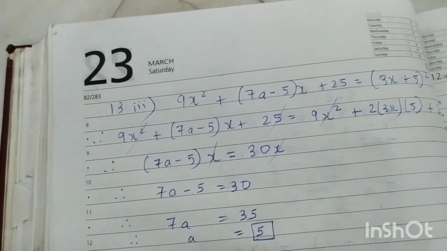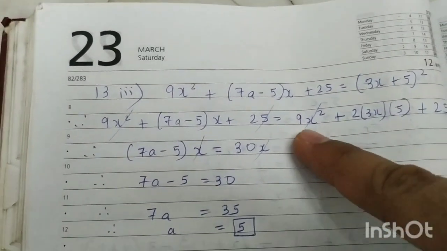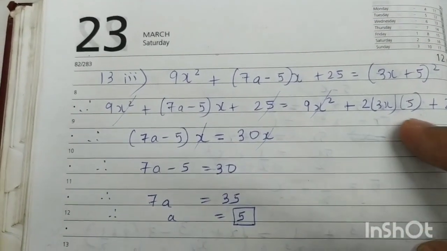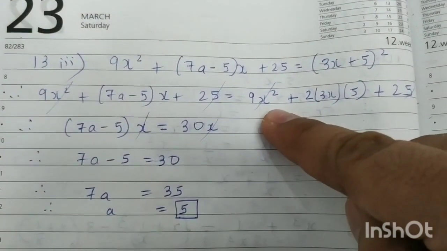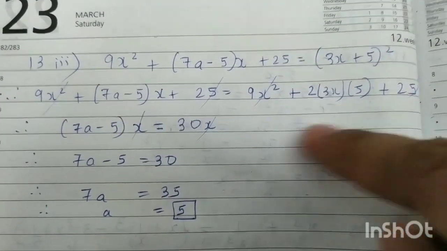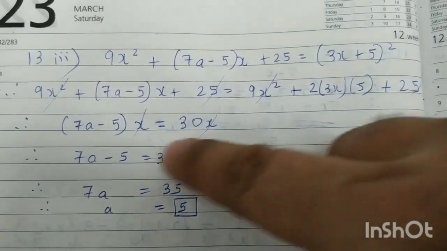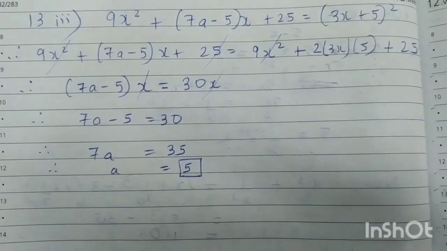Yes, indeed, when we solve the RHS further, we use the formula of a squared plus 2ab plus b squared, so that 9x squared and 9x squared get cancelled, 25 gets cancelled, so only the middle terms are left behind. And even there, x gets cancelled, so we solve further and get the value of a.